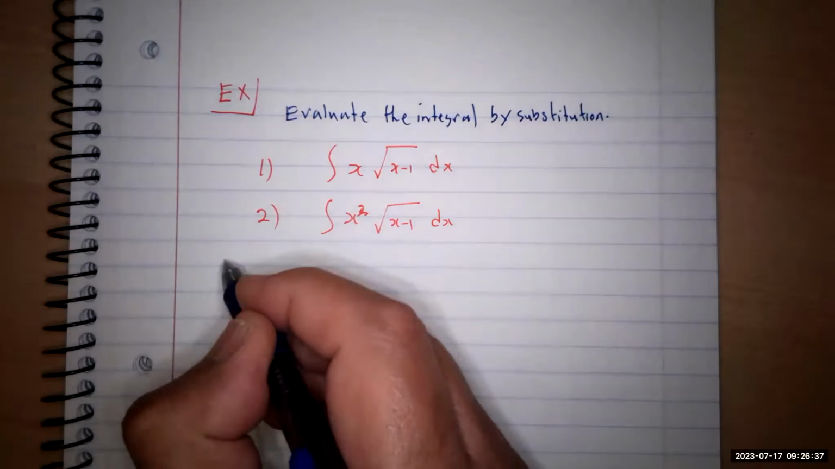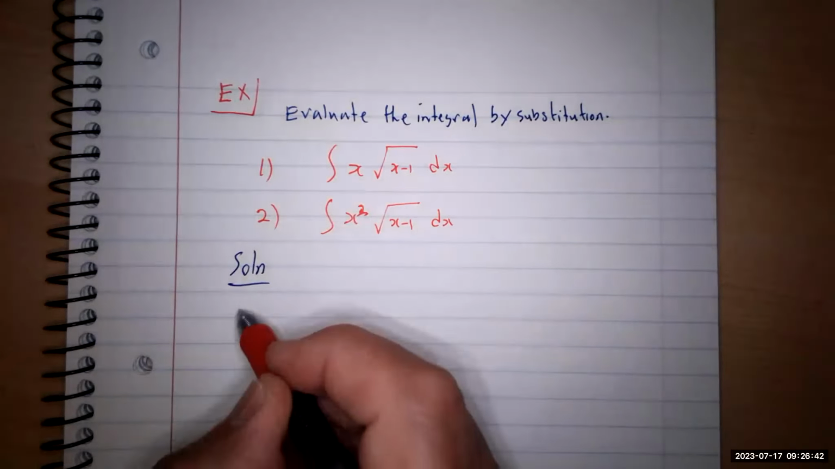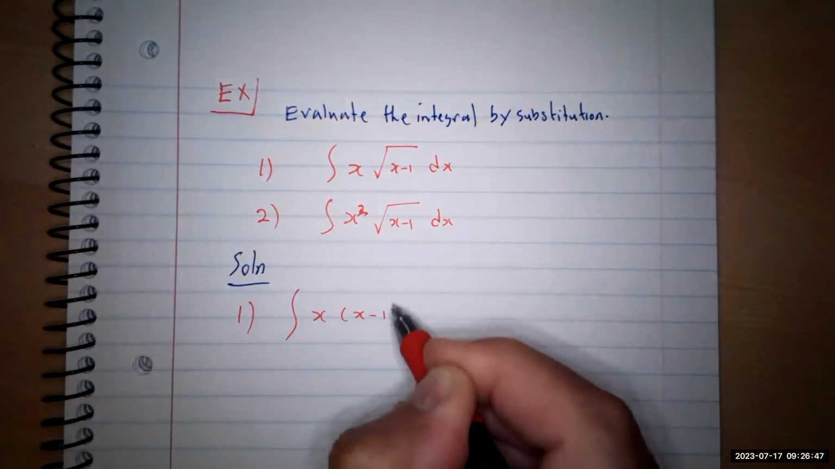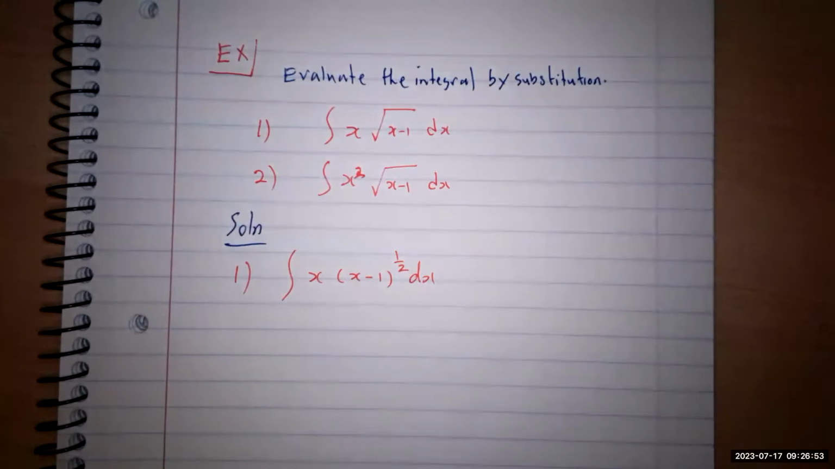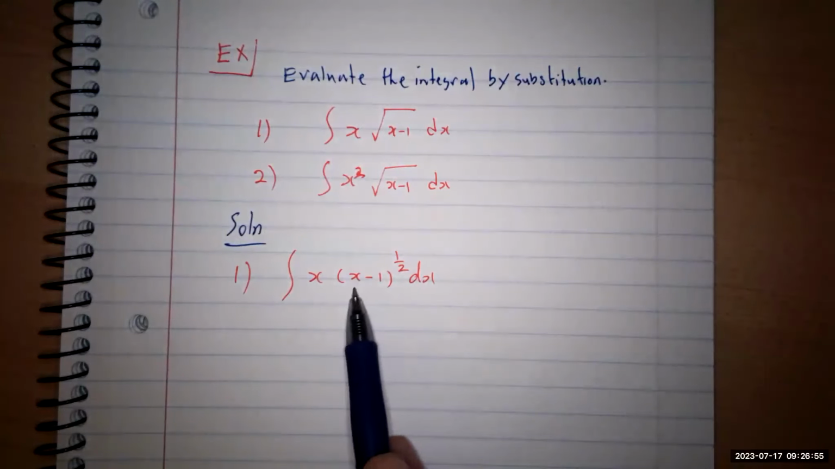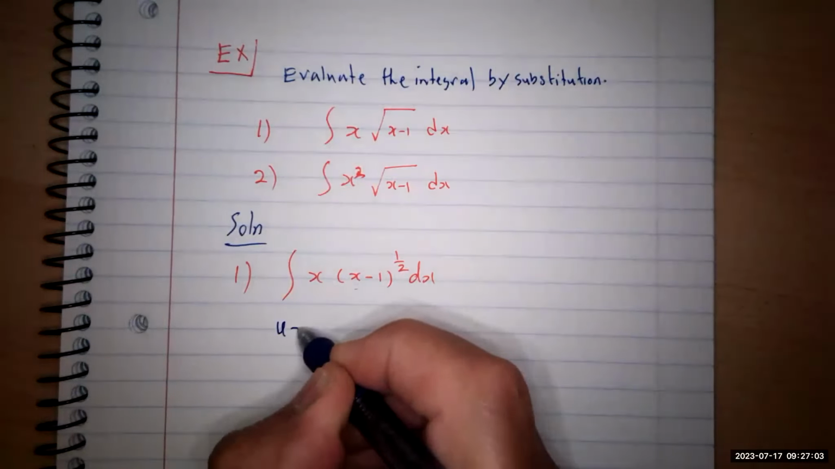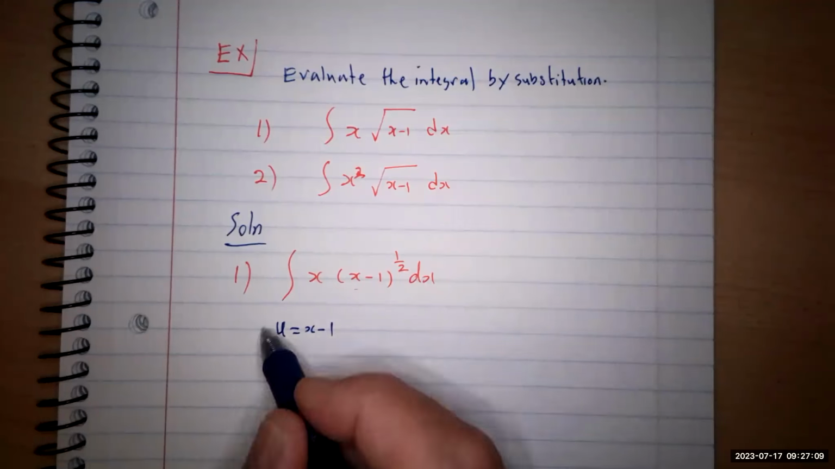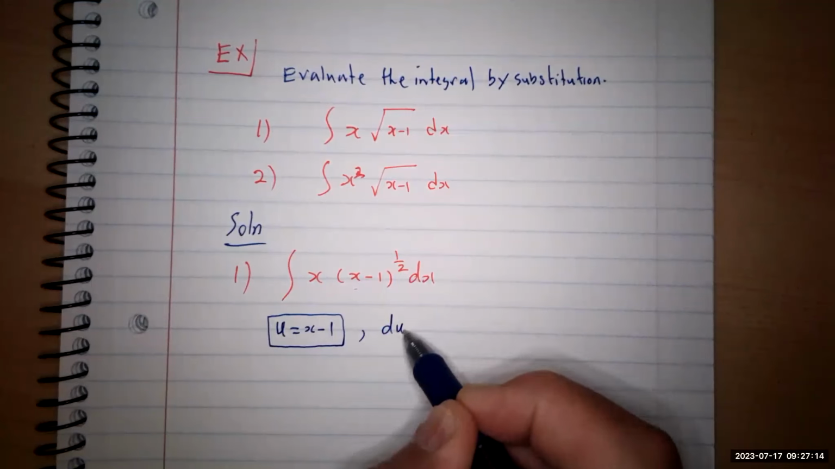So we try. So the solution. I'm going to try the first one. So we have to rewrite it. It's going to be x times (x minus 1), everything to the half, dx. And now we know so far that if there is anything like a parenthesis here, the inside of the parenthesis, we are going to call it u, as we did for all the other ones. So we take u to be x minus 1. Okay, this is going to be the case. And then, of course, we have to find the differential of u. So we have to find du.